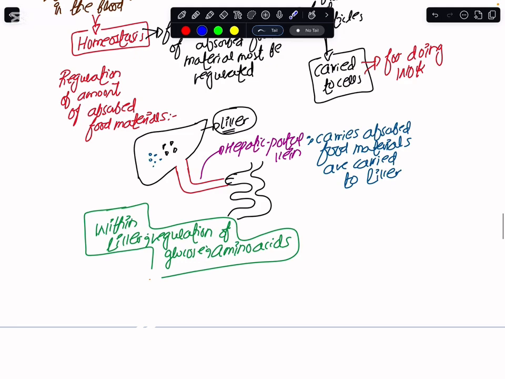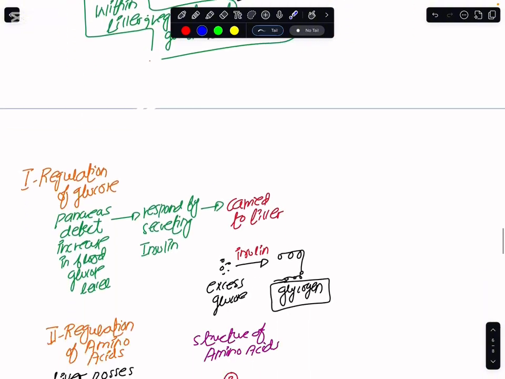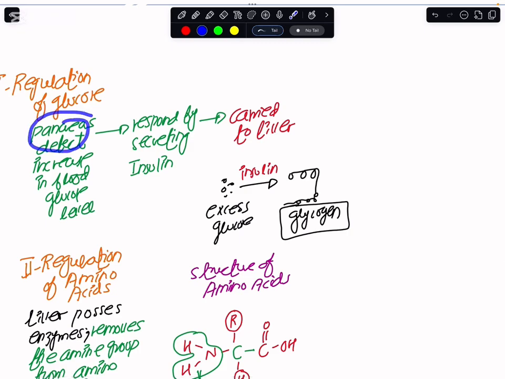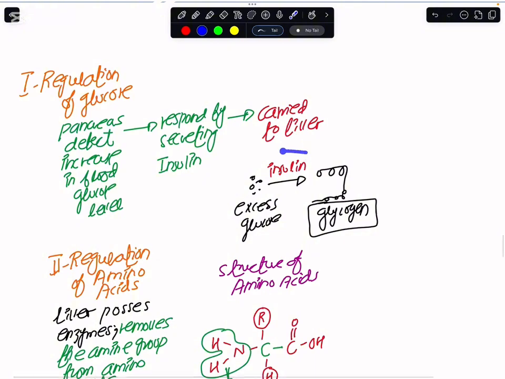Now, the situation that you have to consider is that these are the small intestines, and from the small intestine I pick up the glucose and the amino acids and carry them to the liver with the help of this vein, and this vein is the hepatic portal vein. Now, when the glucose is coming into the blood, the pancreas detects that the level of glucose in the blood is now higher. So the pancreas secretes the hormone insulin. The insulin comes to the liver, and in the liver the excess glucose is converted to glycogen.